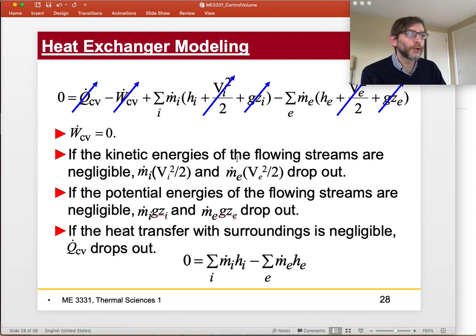So if the kinetic energies of the flowing streams are negligible, then the kinetic and potential energies drop out, and then what you're left with is, if you have an adiabatic system, that is, if the heat transfer to the surroundings is negligible, we call that adiabatic. Remember that, okay? Then you end up having something that looks like this. The sum of the mass flow in times enthalpy equals the sum of the mass flow out times its enthalpy. Okay, so that's the general idea with the first law. So it's pretty simple actually, not that difficult to go through.